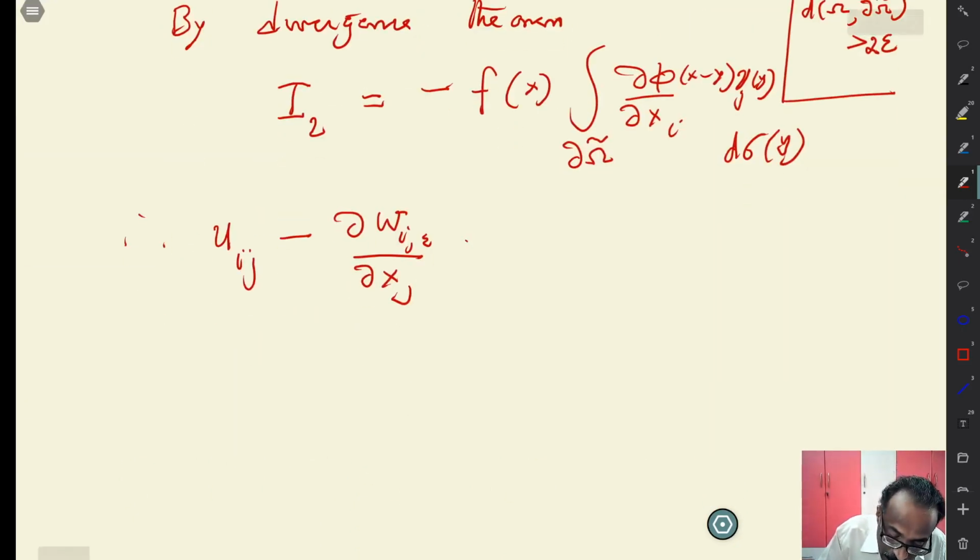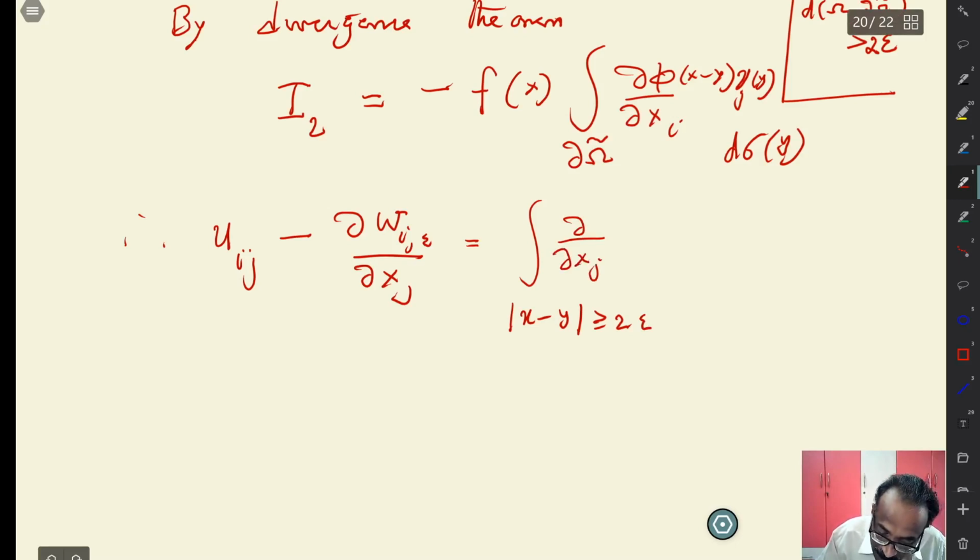So it will cancel. So only you will get the integration over x minus y greater than or equal to 2 epsilon. Okay. And d by dxj. So you are subtracting the same term. Only mod x minus y less than or equal to 2 epsilon, because for greater than or equal to 2 epsilon, h epsilon equals 1, the terms contributed for uij and dwi epsilon by dxj are the same. So it gets cancelled. So you only get the h epsilon contribution on this interval.